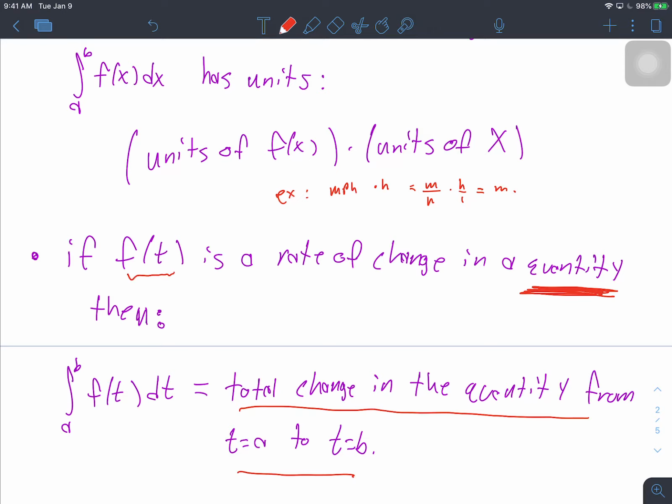So, in particular, if we have a rate of change of a rate of change, then this will give us the total change in the rate of change of that function. So that's a bit of a tongue twister, but the point is that if f is a rate of change, the integral from a to b of f of t dt will represent the total change in the quantity from t equals a to t equals b.